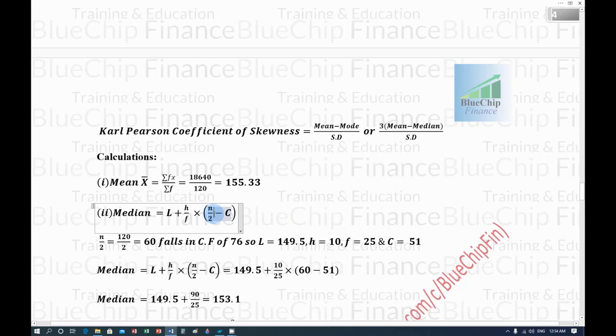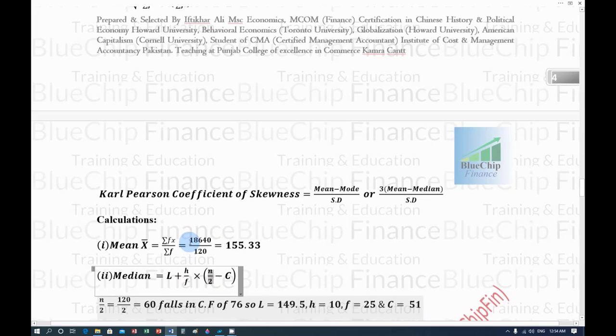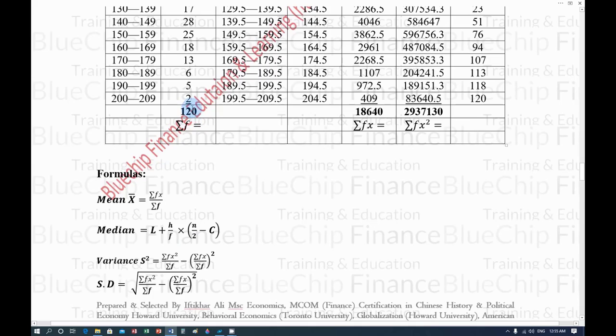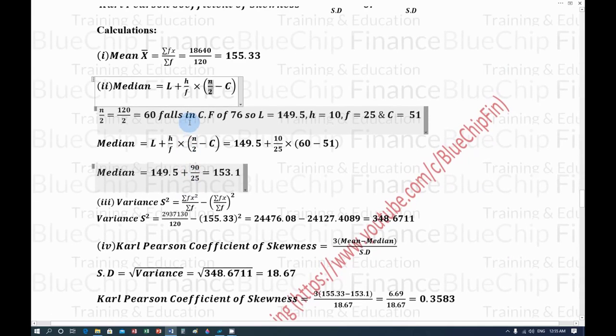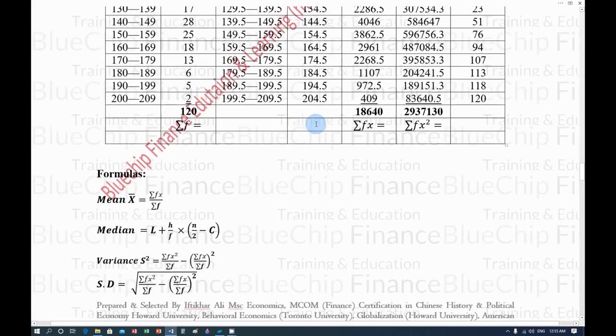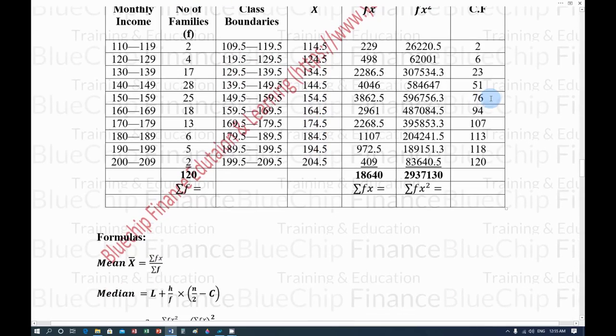So for the selection of the median class, we need to first calculate n by 2. So n is equal to sum of f, and sum of f is 120. 120 divided by 2 equals 60. And 60 falls in the cumulative frequency of 76. So 60 falls in this cumulative frequency.